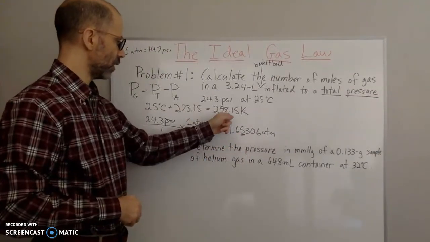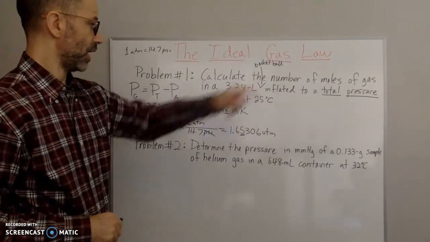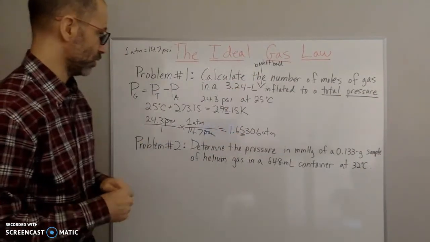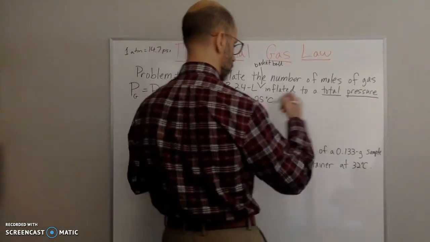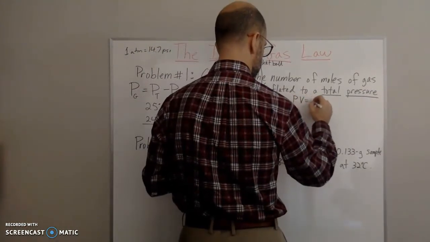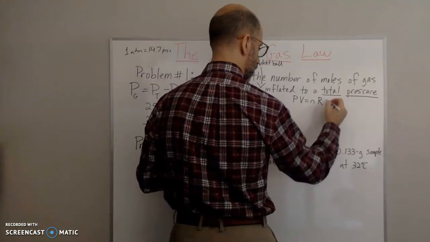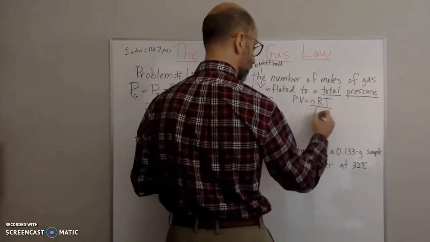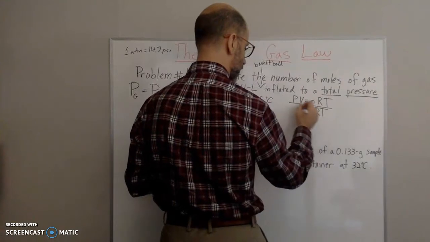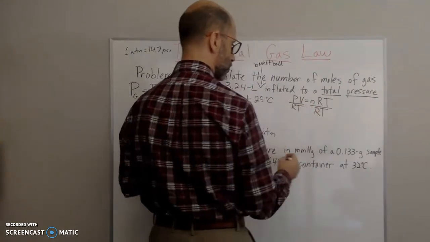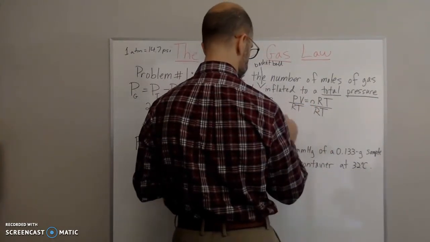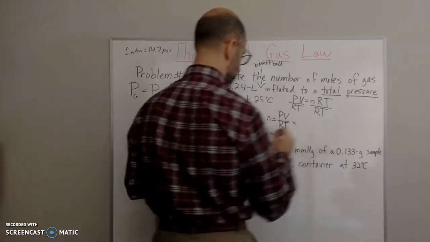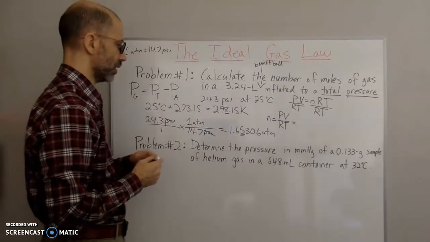Okay, so now I have Kelvin, I have atmospheres, they want moles, and they gave me liters. So now I can use the ideal gas law. So I have PV equals nRT. We want to solve for moles, so I can divide both sides by RT. So I get number of moles is equal to PV over RT. And now I just plug everything in.